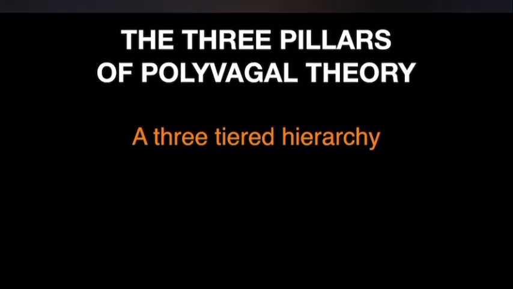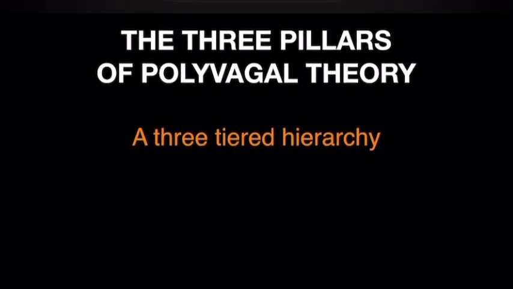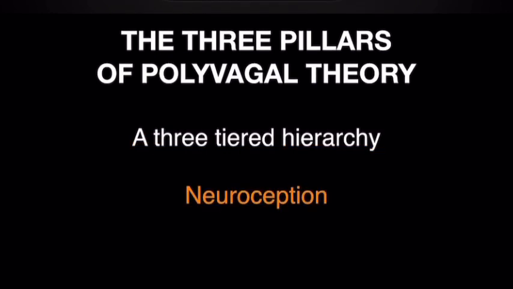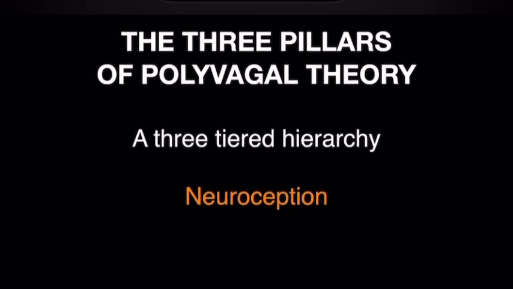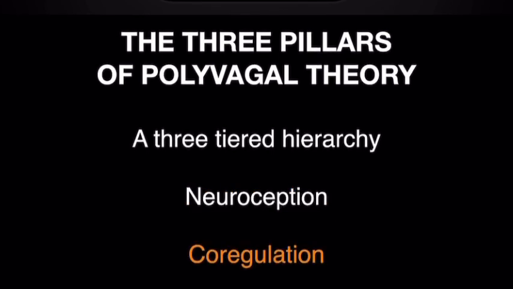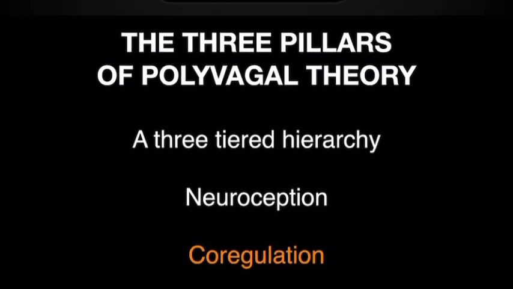1, a 3-tiered hierarchy, so the ventral vagal, sympathetic and dorsal vagal states. 2, neuroception, which is your nervous system's ability to assess signals of danger or safety. And 3, co-regulation, the need for an organising other to help you return to a state of safety and connection.